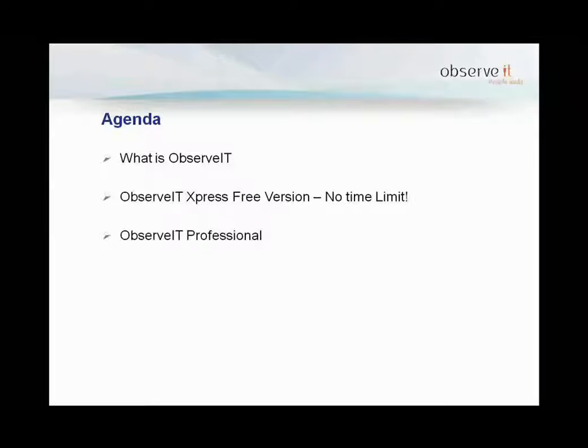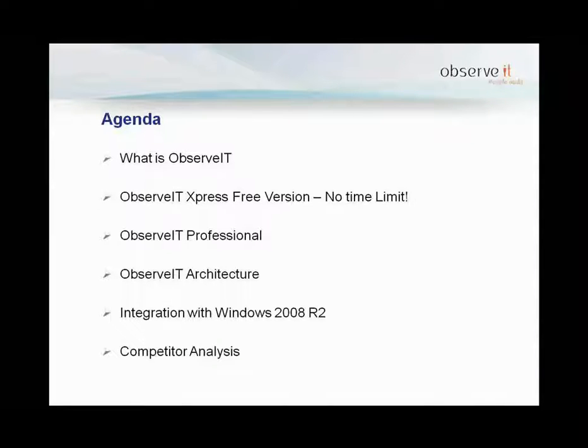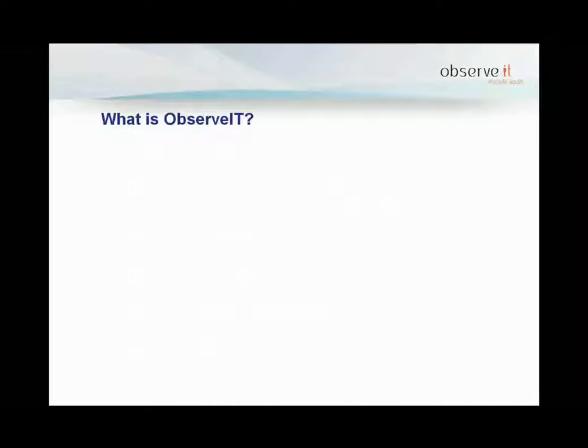The next thing we're going to talk about is the ObserveIT Professional Edition, and we'll show the differences between the free version and the Professional Edition. We're also going to talk about the architecture. What does it require? What does it take to install the Express or the Professional Edition? We're going to talk also about Windows 2008 R2. This is something that Daniel will cover in more detail. And we also will talk about competitive analysis and specifically about Citrix Smart Auditor.